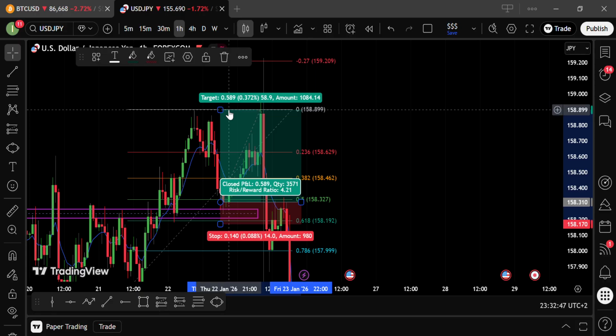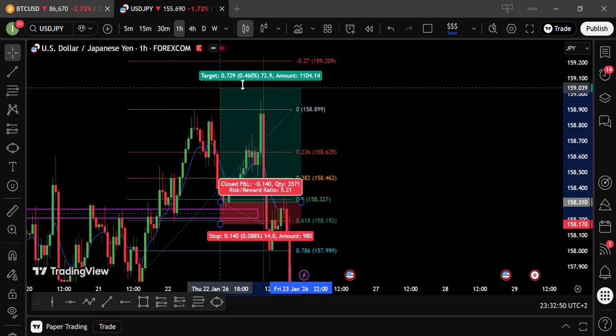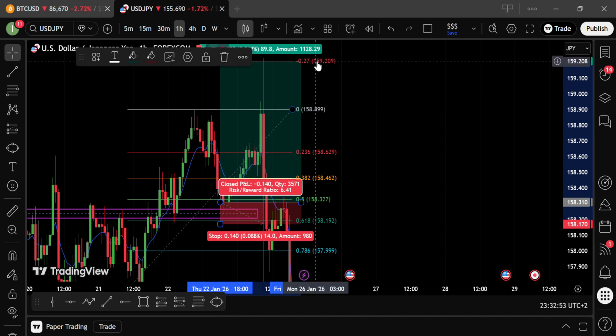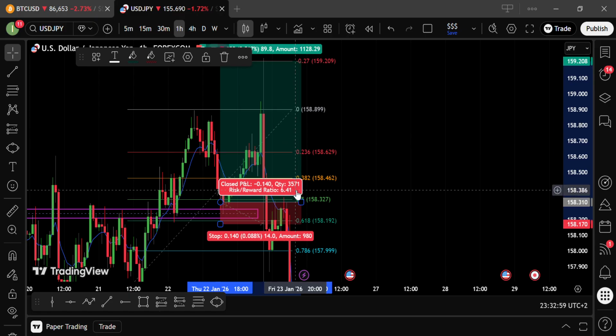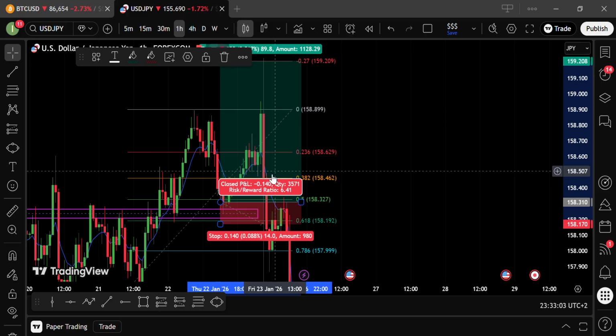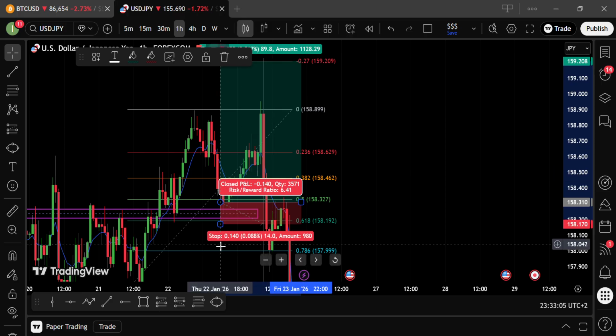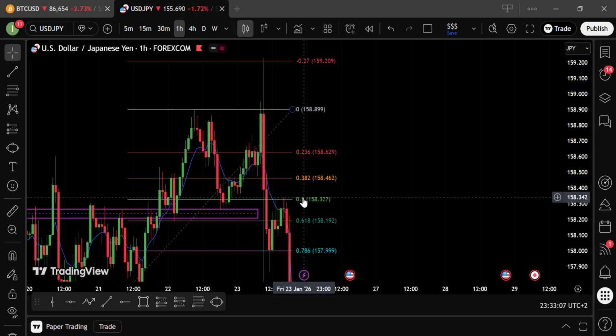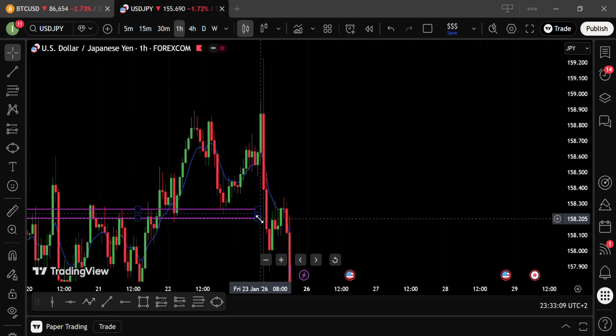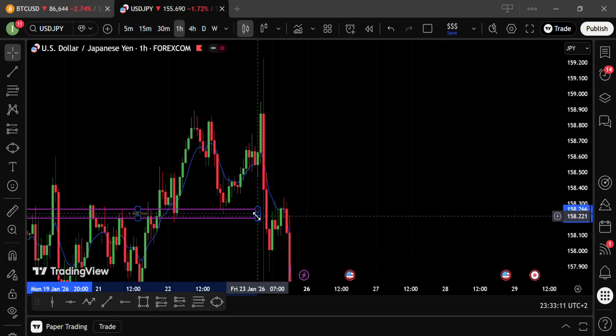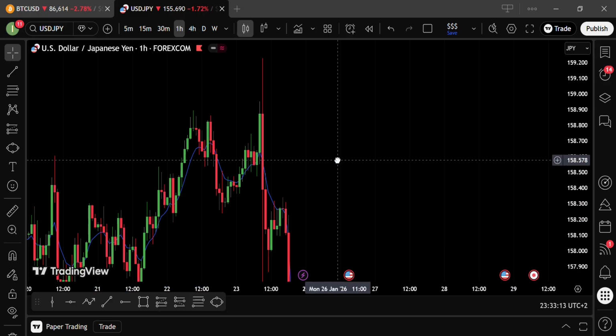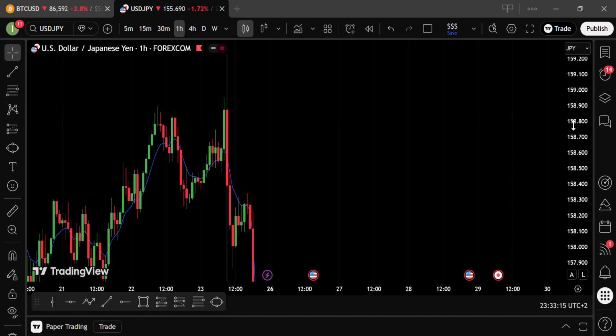You have your 1:4.21 risk reward ratio, and then if you had taken maybe the price for your second TP, you could have had, you see, 1:6.41 risk reward ratio. That's it, just like that. And same thing on the downtrend, vice versa, guys.